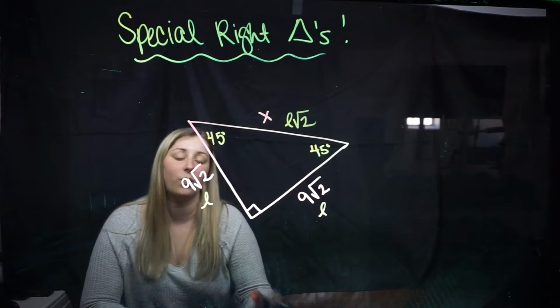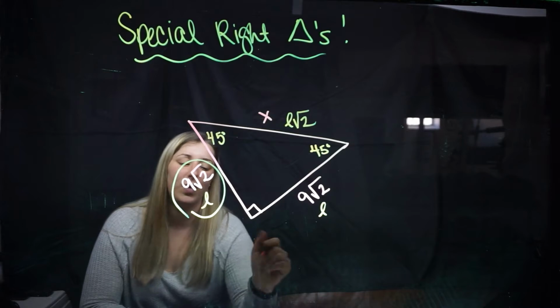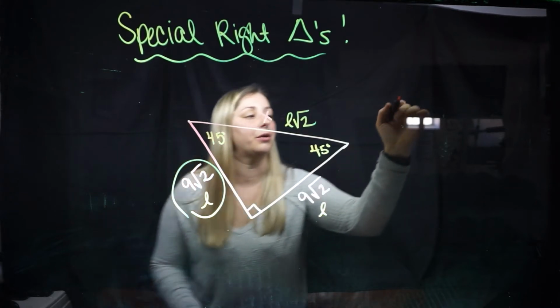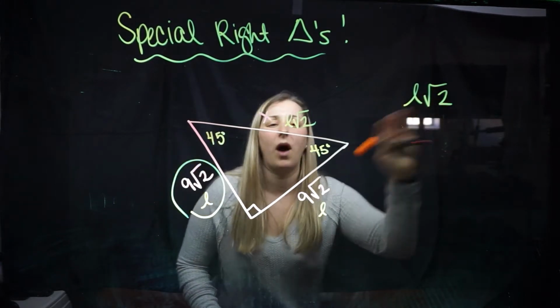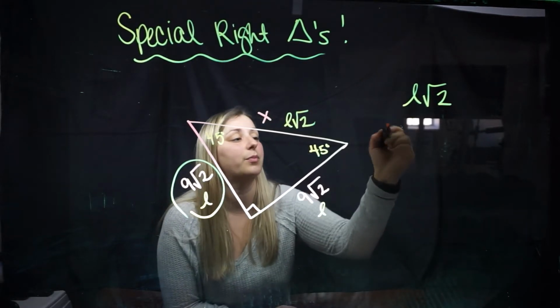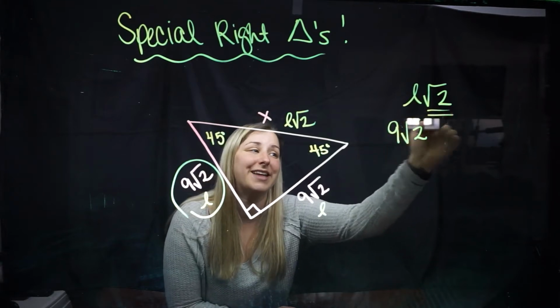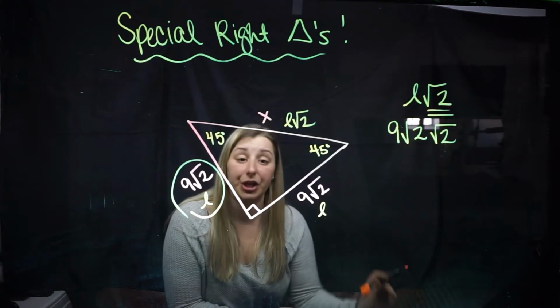Now I always circle what we have. We have L is equal to 9 rad 2. Now we want L rad 2. I want L rad 2, I need to substitute in what L is. Now L we know is 9 rad 2, so I'm going to plug that in here. 9 rad 2, but don't forget to bring down that other rad 2.